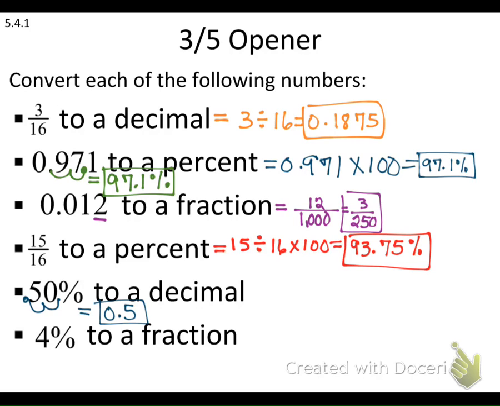Okay? What's the other way that I can change this percent to a decimal? Divide by 100. So I would take 50%. I would divide it by 100. And what do I get? Yeah, 0.5. The exact same thing. So 5/10.